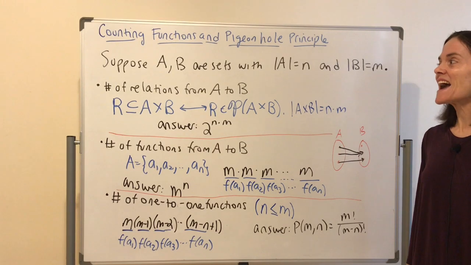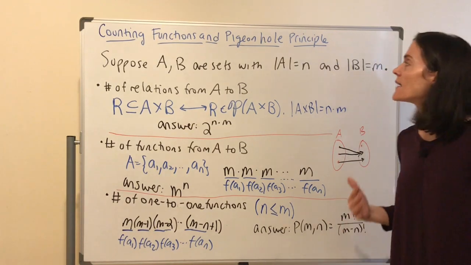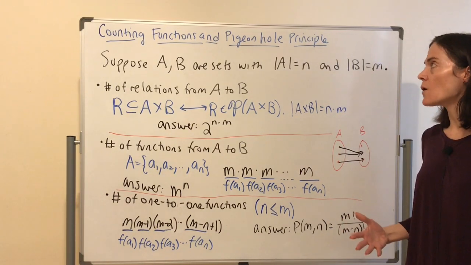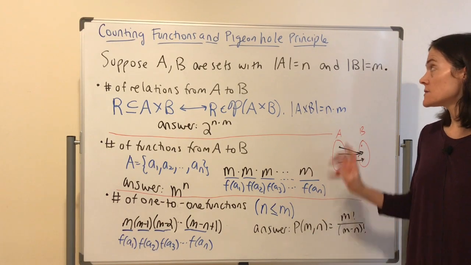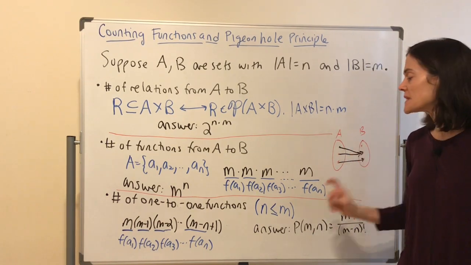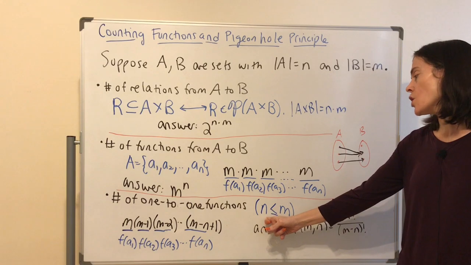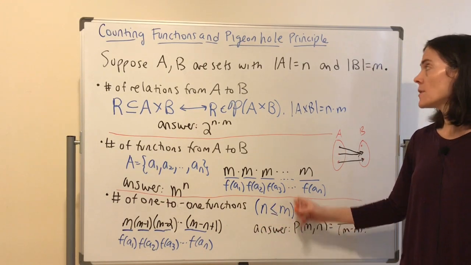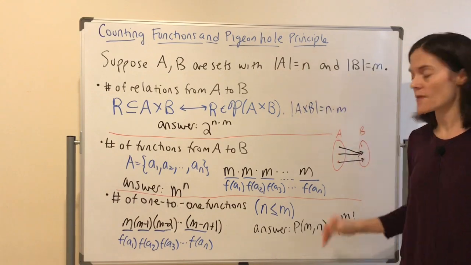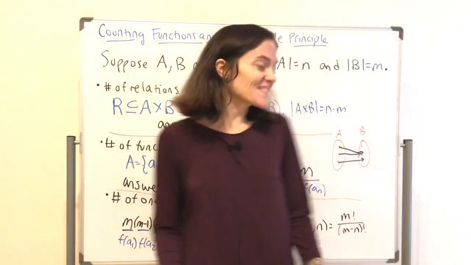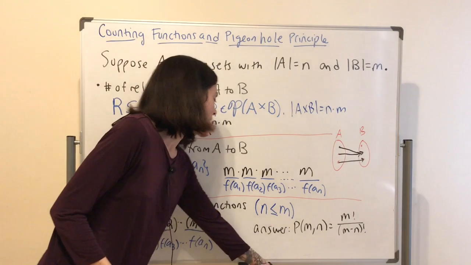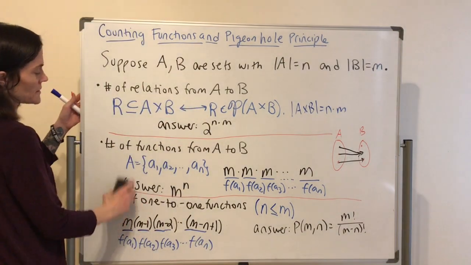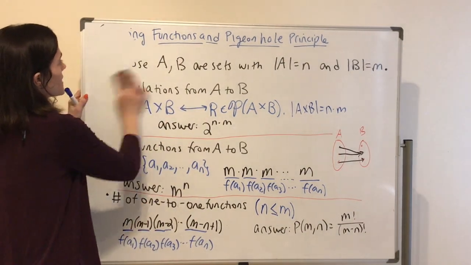Okay, so now we have some things we've started counting, and what I want to do now is state the pigeonhole principle, but then we will address this question when n is greater than m. So the cardinality of A is greater than the cardinality of B. So let me state the pigeonhole principle, and we will continue on this topic of one-to-one functions.